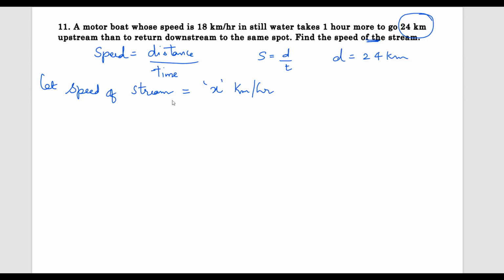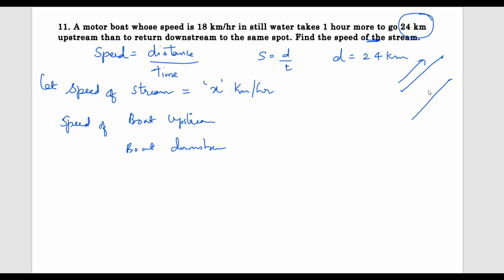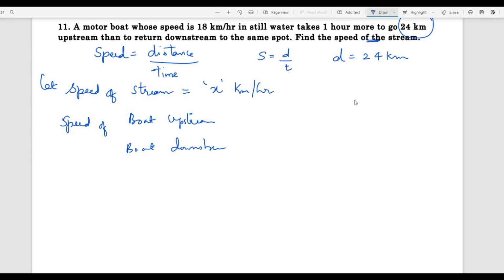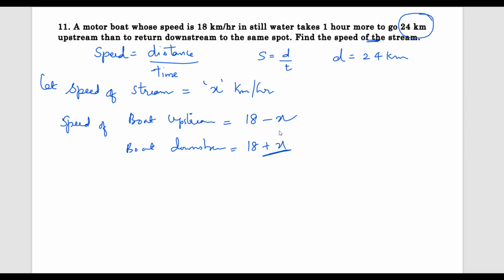Now what is the speed of the boat upstream? In the same way, the speed of the boat downstream. Upstream means lower point to higher point, downstream is from higher level to lower level. For upstream, speed of boat minus speed of stream, that is 18 minus x. For downstream it is 18 plus x. If the boat moves from higher level to lower level, the speed will increase, that's why it is plus. In the same way for upstream, it is against the speed of the water, therefore it is minus x. Speed of boat upstream is 18 minus x, downstream will be 18 plus x.